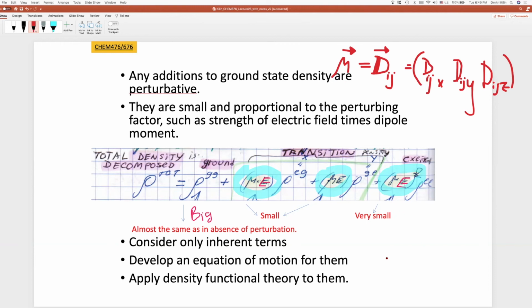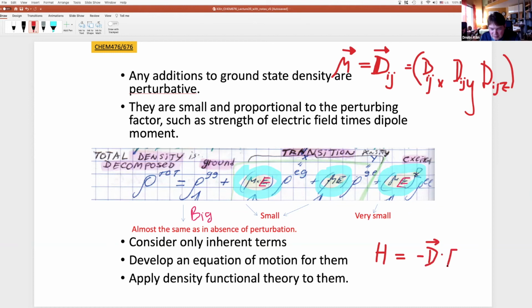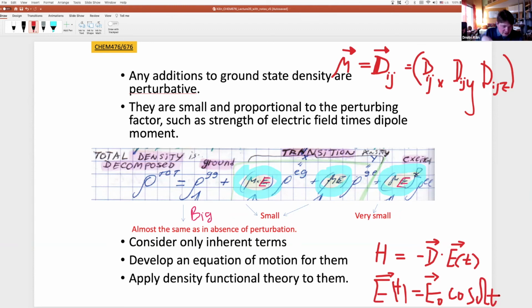Now, the energy, the Hamiltonian of interaction between light and material, is written as minus mu, or you can put minus d, scalar product with E, where E is the electric field, which depends on time as an initial value of this vector times cosine omega t. So an oscillating electric field is light, right?